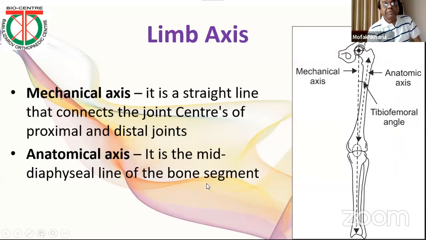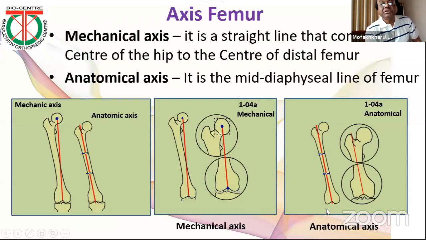And limb axes: mechanical axes and anatomical axes. For the newcomers, you must know these two axes. Mechanical is a straight line that connects the joint centers, the proximal and distal joints. Anatomical is the mid-diaphyseal line of the bone segment. So these are the basic things. In the axis of the femur, here you can see the mechanical axis, here the anatomical axis. You can see here, mechanical axes and anatomical axes.